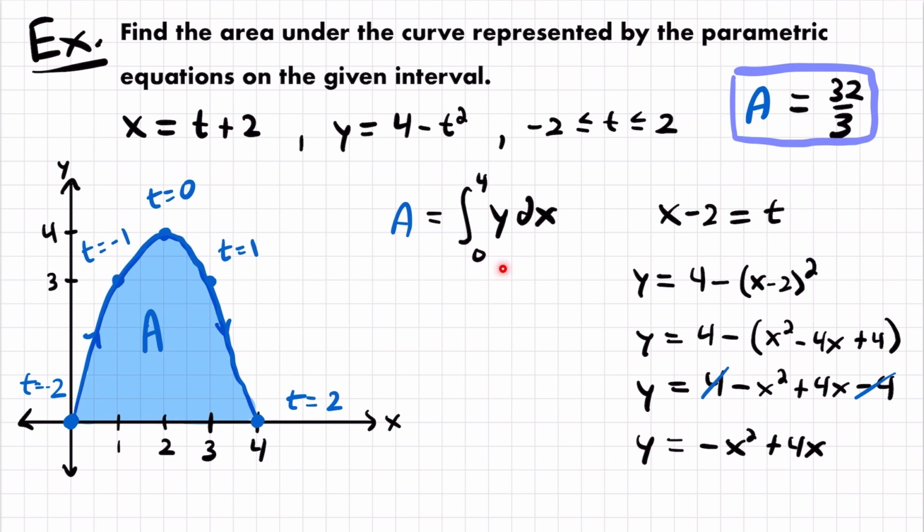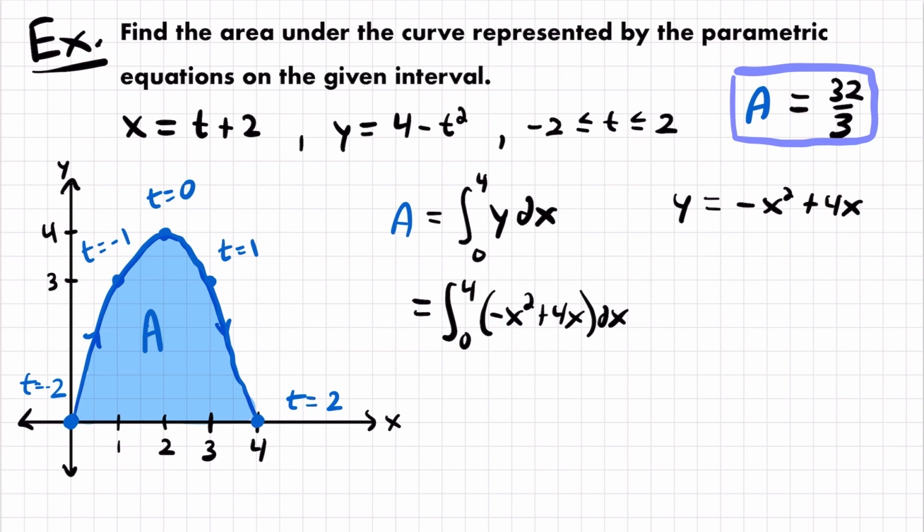So we can replace y in our definite integral in terms of x with this rectangular equation. So the area will be equal to the integral from 0 to 4 of negative x squared plus 4x times dx.